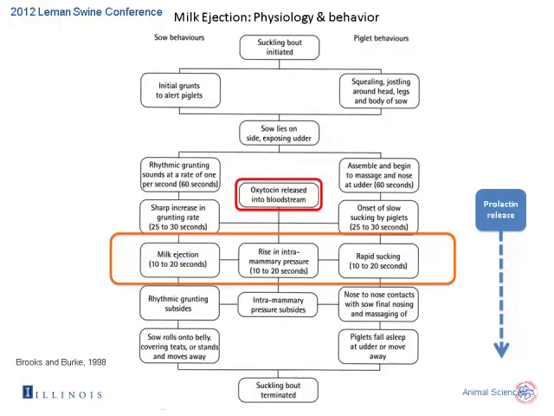They start assembling, they start massaging the gland, nosing the udder, during this time frame. During that time frame, she lets down her oxytocin, the oxytocin released into the bloodstream. At about that same time, she increases her grunting rate.